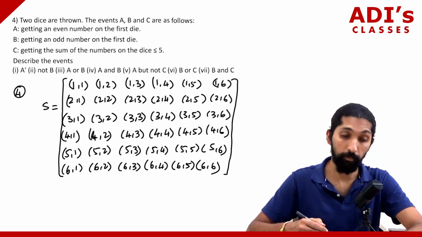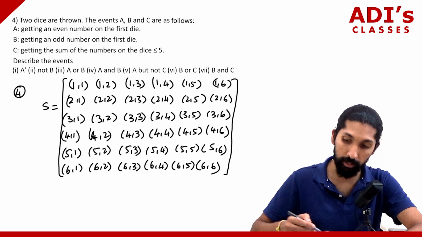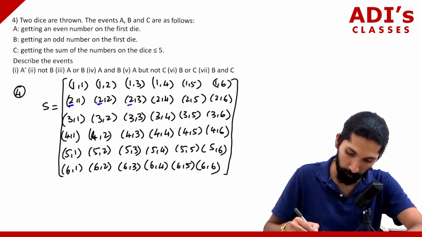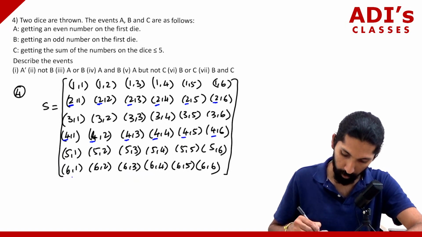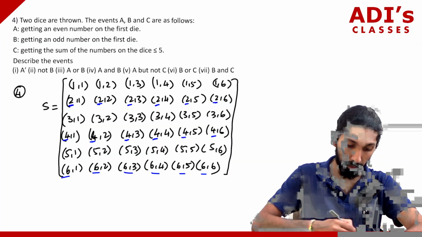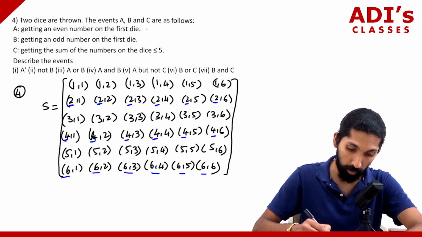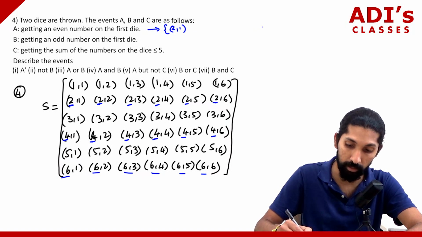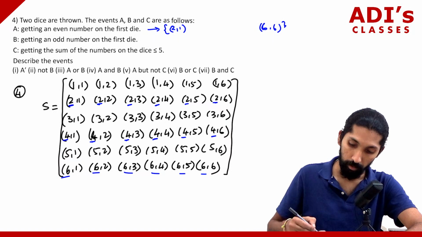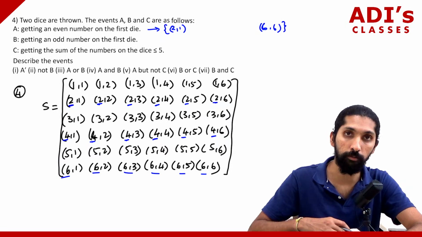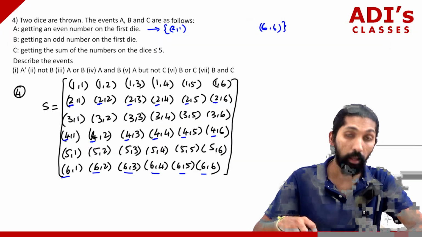Now let's start with A. What is A? Getting an even number on the first die. So let's mark the numbers. Even number on the first die. 1, 2, 3, 4, 5, 6. That's basically 18 are there, correct? So we can mark all 18 of them, isn't it? So here we are going to have 2,1, 2,2, 2,3 till 6,6. Isn't it? Whatever you see in the blue marking, there are all the cases which is going to be the answer for A. Correct?